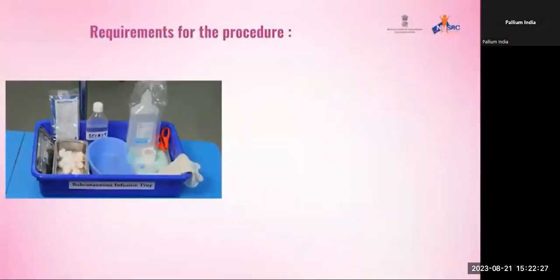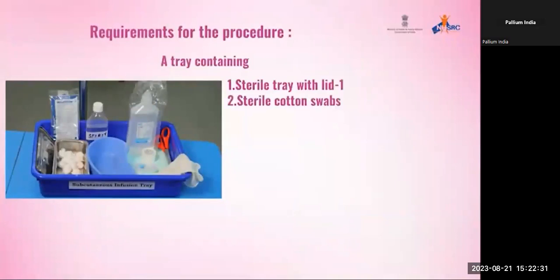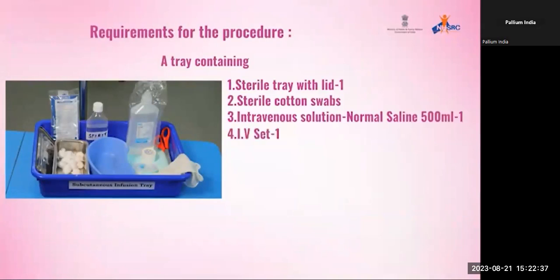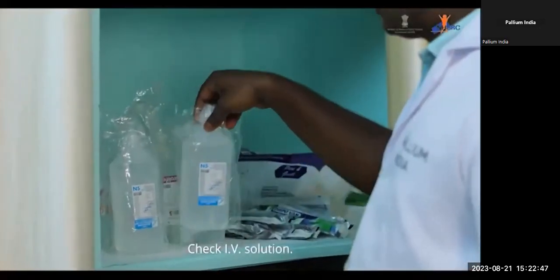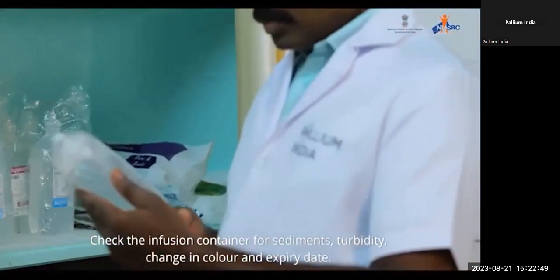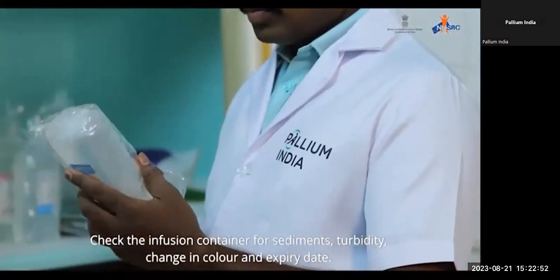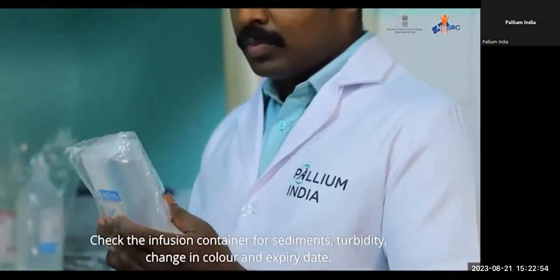Requirements for the procedure: a tray containing one sterile tray with lid, sterile cotton swabs, intravenous solution, normal saline 500 ml 1 bottle, 1 IV set, 1 number 23 SV set, 1 pair clean gloves, antiseptic solution, adhesive tape, 1 small Macintosh, 1 kidney tray. Check IV solution. Check the infusion container for sediments, turbidity, change in color and expiry date.